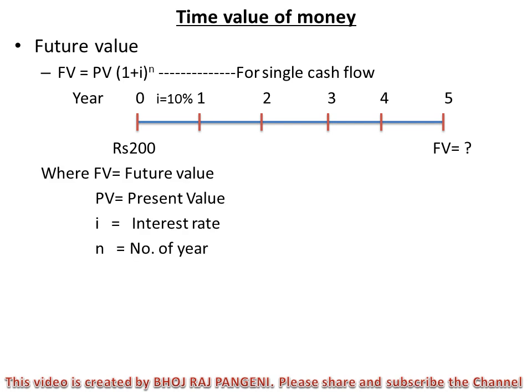Where FV equals future value, PV equals present value, i equals interest rate, and n equals number of years. In the above cash flow, there is no future value, but there is the present value, i and n. If we get the PV, i and n, we can easily find the future value. So we know FV equals PV (1 plus i) to the power n for single cash flow, and we can put in the values of PV, i and n.